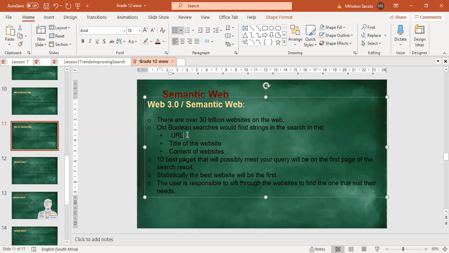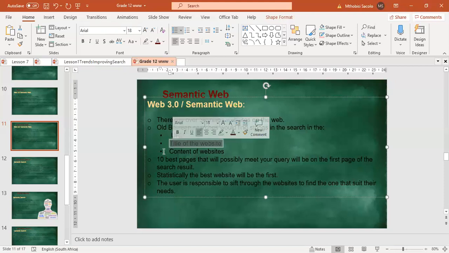That is the unique address that you are going to use there. Maybe the title of the website, content of the website. So whatever you are going to put there, when they say all the Boolean searches will find strings in the search, it might find the URL, it might find a title of the website, maybe the title that you are looking for.